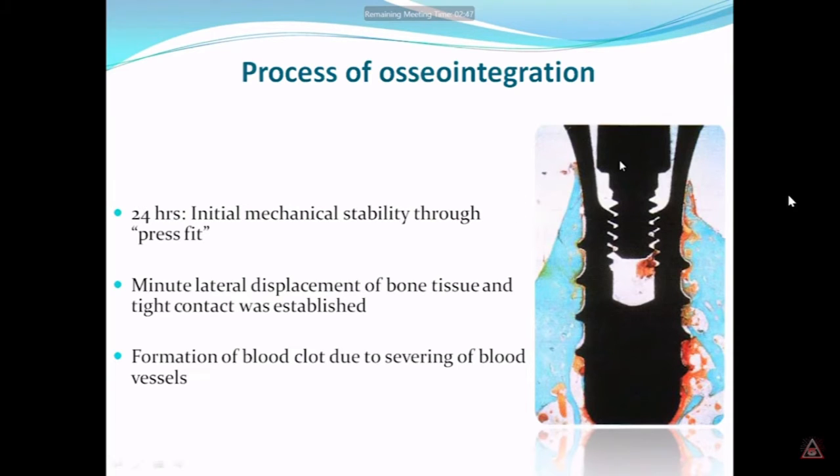Now this is a picture. Black is the implant, and these are bone tissues. After you place the implant, because of primary stability, you will get initial mechanical stability. There will be lateral displacement of bone tissue while placing the implant, so that you can get tight contact, and the blood vessels will be severed, leading to the formation of a blood clot.